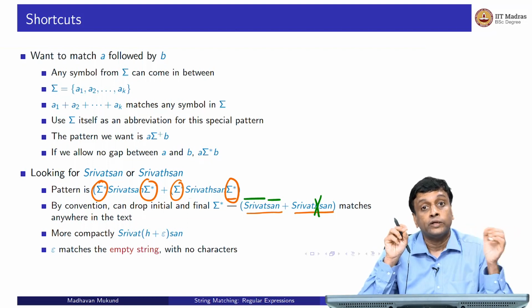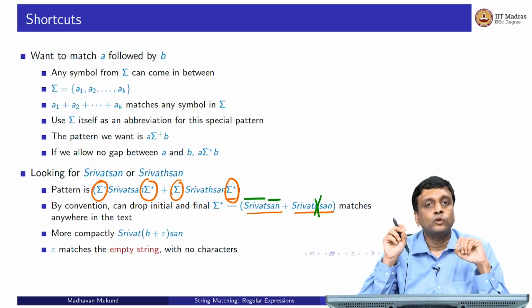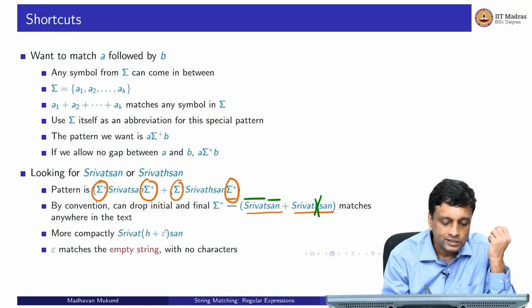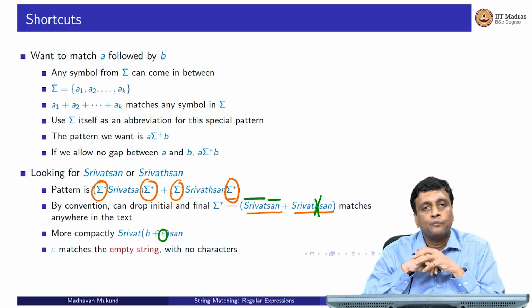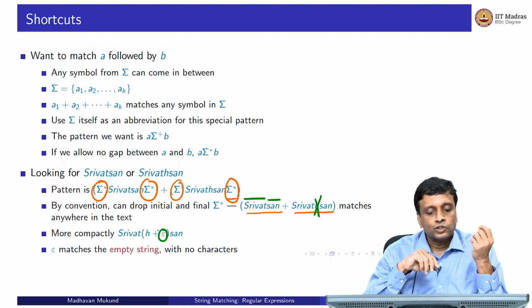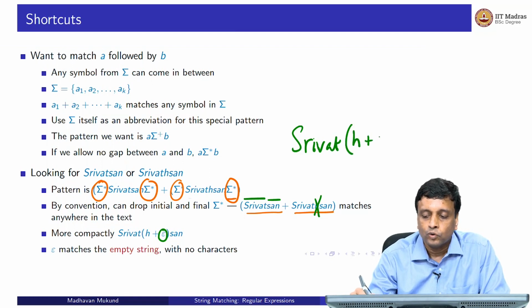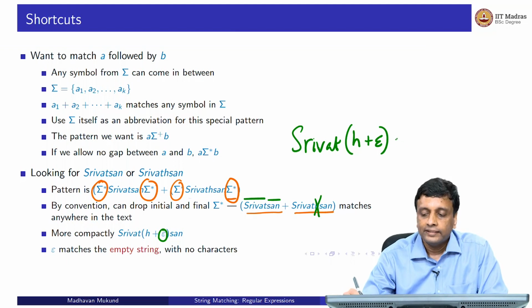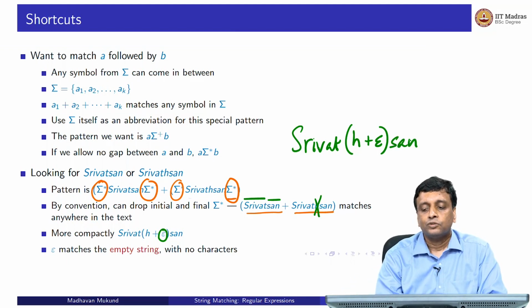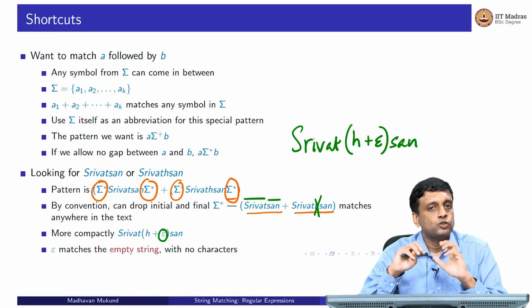So how do you write that without an H? Without an H means there is nothing there. So we need a way of denoting nothing there, and for that we use this special symbol, this Greek epsilon, which stands for the empty pattern. The empty pattern matches the empty string, that is, no letters. So now we have a pattern which says start with SRIVAT, then either have an H or don't have anything, and then finish with SAN. This becomes a more compact pattern which specifies the distinction between these two spellings.